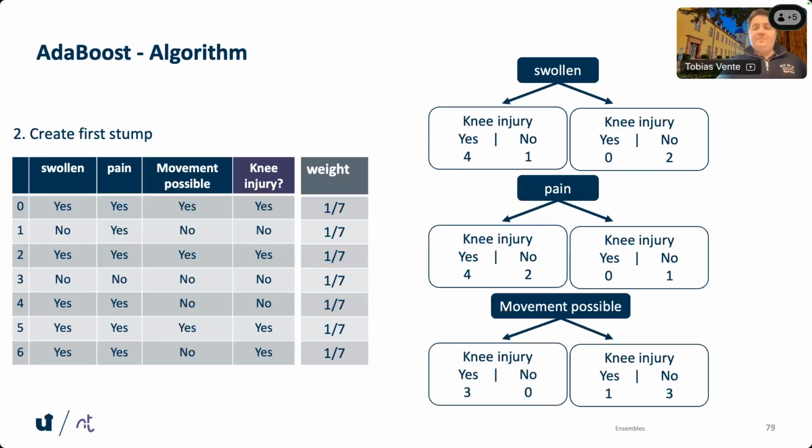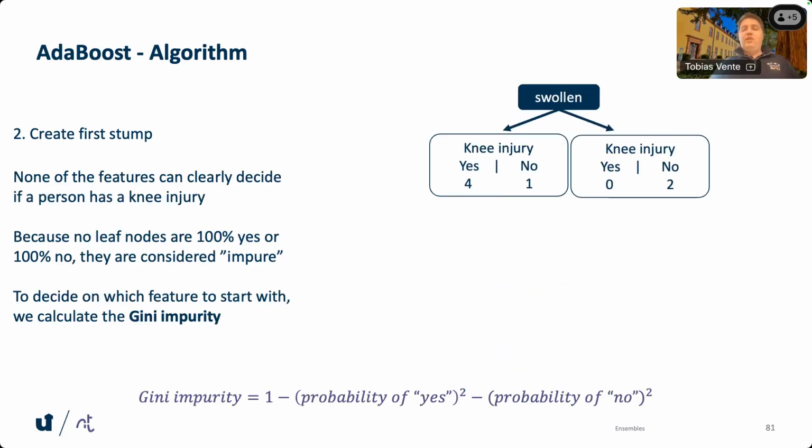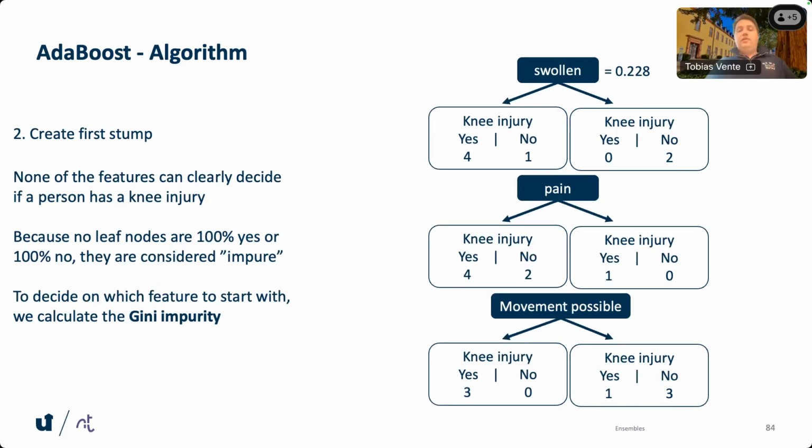Okay, so we create these first trees to calculate the GINI impurity. We have done this before, and the GINI impurity for those three trees is the following. Swollen has 0.28, pain 0.381, and movement possible 0.214. So which of those features are we taking?